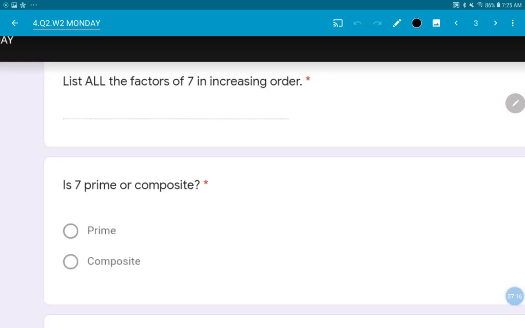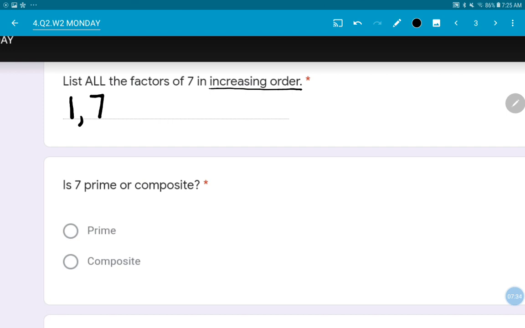Now I'm going to put all the factors of 7. And it says in increasing order. Increasing just means as they get bigger. So 1 times 7, we can always start with 1 times itself. That will always be a factor.